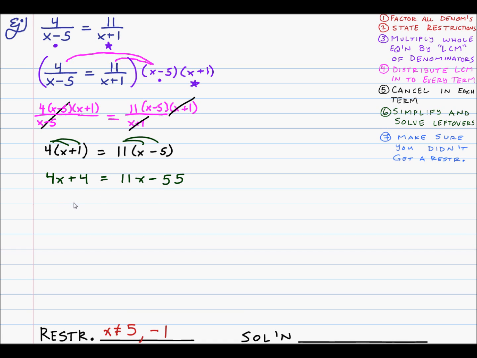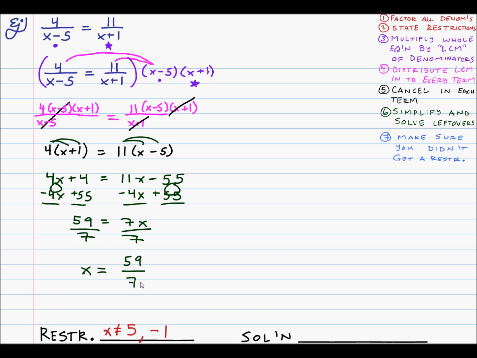And then we got to solve this equation. Some integer work here, some negative stuff, some positive stuff. Got a little bit of everything. Going to subtract 4x. Going to add 55. So we'll get a 0. We're going to get 59 equals 7x. And if I divide by 7 to get x alone, x equals 59 over 7.